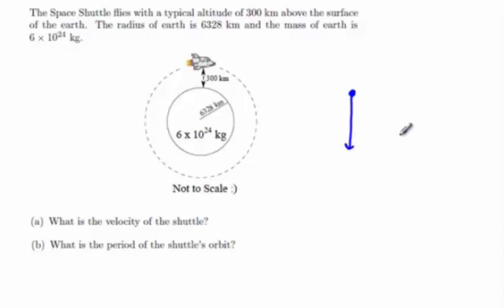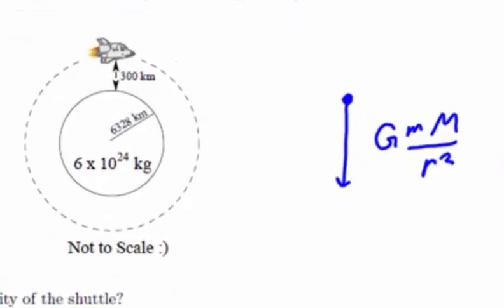Because the space shuttle is not on the surface of the Earth, we don't use the formulation of m times g for the strength of gravity. Instead, we use the full Newtonian formula of capital G. Lowercase m will be the space shuttle, uppercase M will be the Earth itself, and r squared will be the radius, which means the distance from the center of the Earth to the location of the space shuttle.